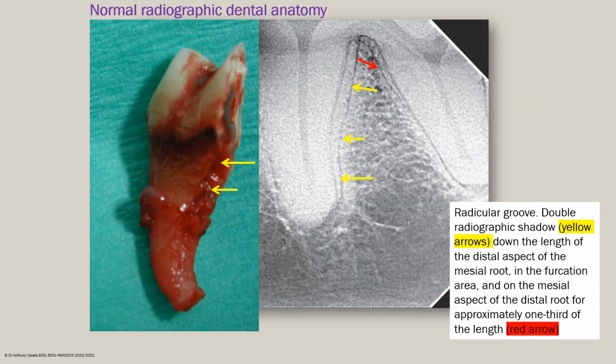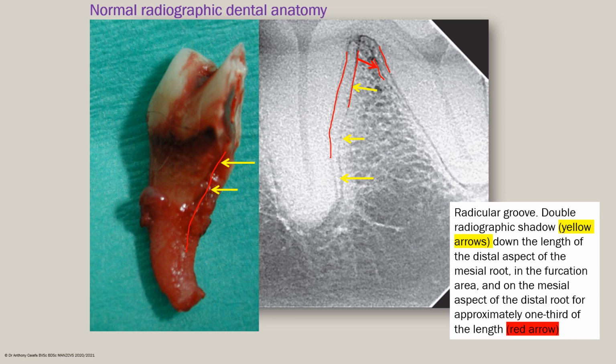This is the mesial root of an extracted mandibular first molar. You can see here the groove in the mesial root of that tooth, and that will cause you to have this double line. If you look on the radiograph, you can see there's one radiolucent line there and a second radiolucent line here, and sometimes we'll see that in the distal root as well, one line here and one line here. So that radicular groove, which is only in the root of the tooth, is quite normal.